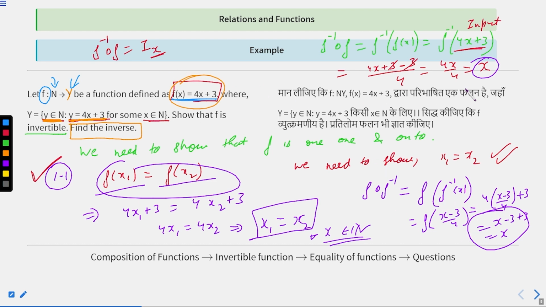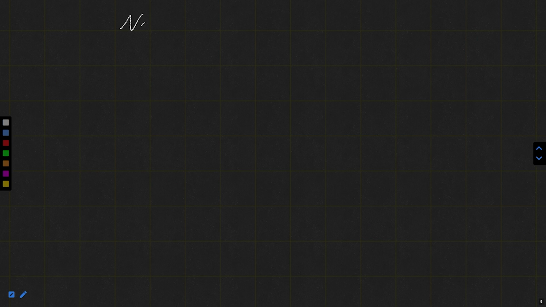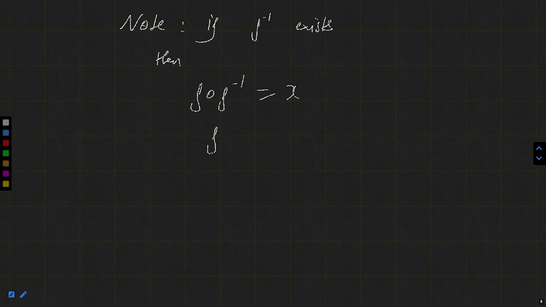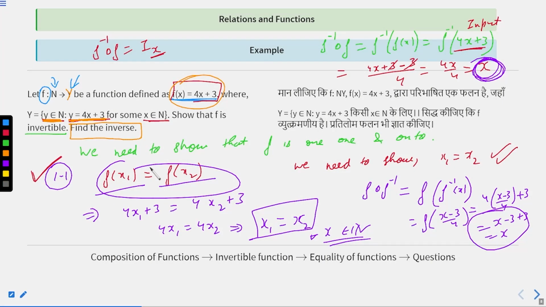So in both cases, if f inverse exists, you will get x. Keep this point in mind and note it: if f inverse exists, then whenever you find f inverse of f you will get x, and whenever you find f of f inverse you will get x. I hope that now it is clear to you from these examples.